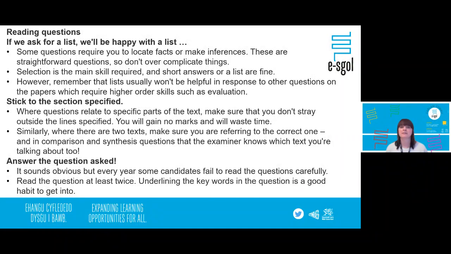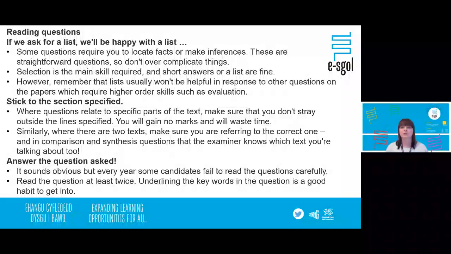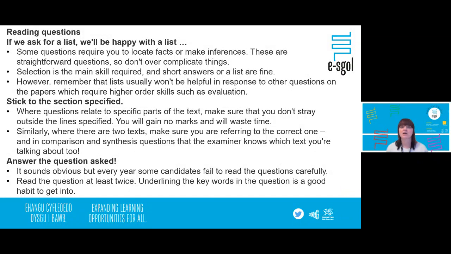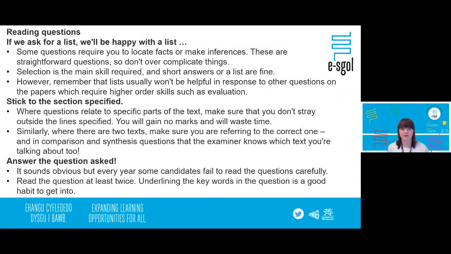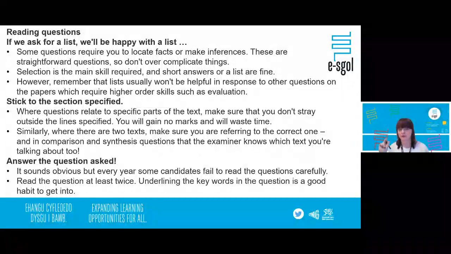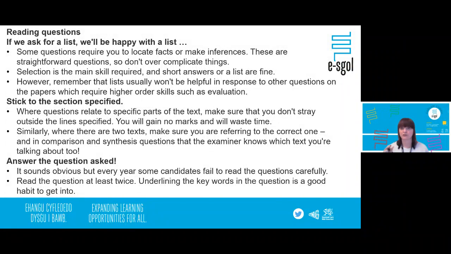So where questions relate to specific parts of text, make sure you don't stray outside the lines specified, or if it tells you to answer based on Text A, for example, often what you find is that it's in bold, so where the questions are on each specific text, okay? Ensure that you are answering on the correct ones. Similarly, when you have to look at two texts, make sure you're referring to the correct ones in the comparison and synthesis questions, okay? The examiner knows which text you're talking about, all right? They've read them beforehand, okay?